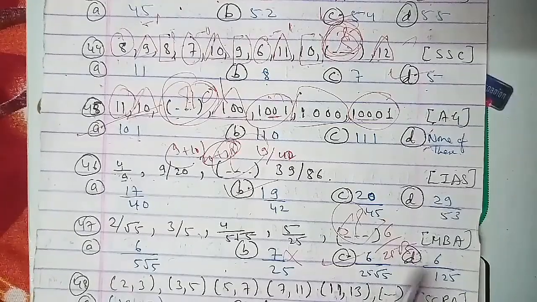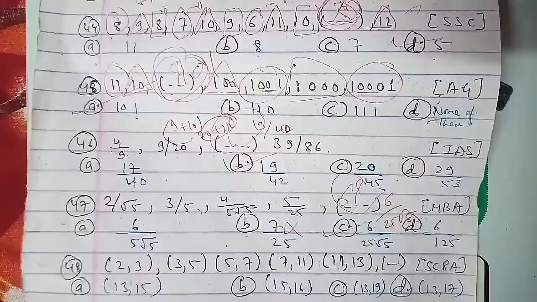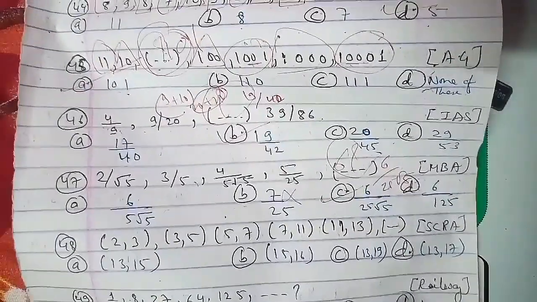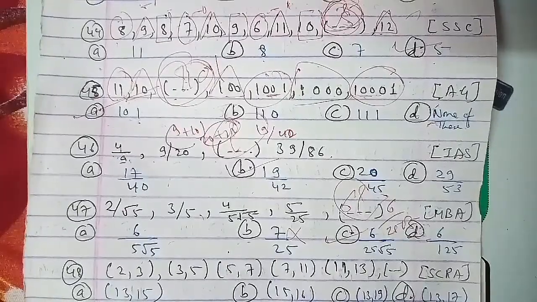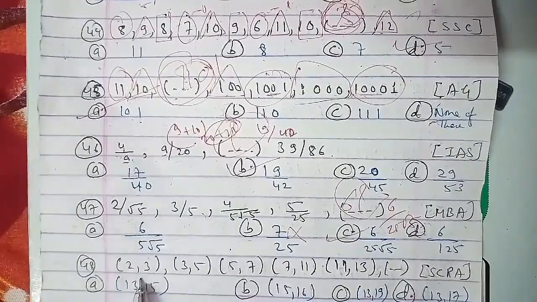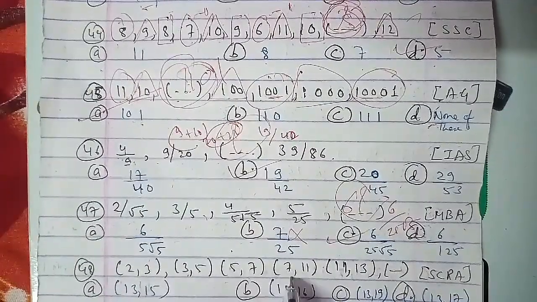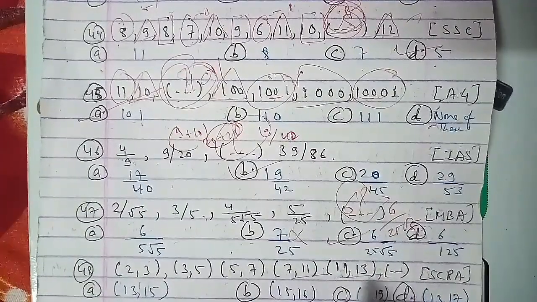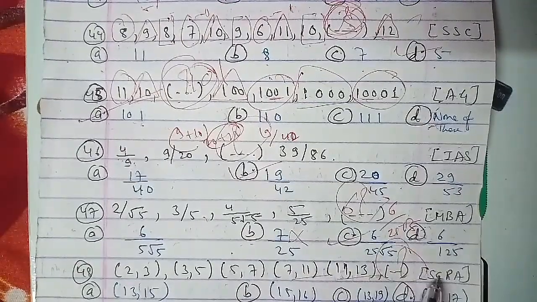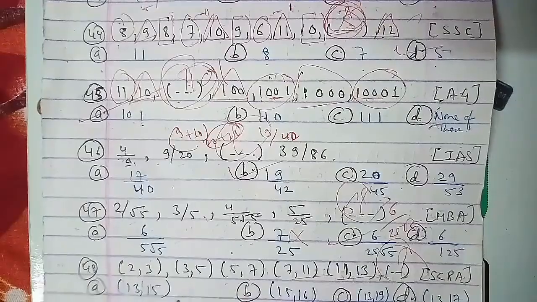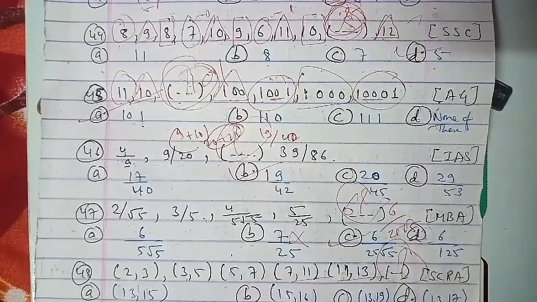Next, this was asked in your MBA question paper. Moving on with the next question, that is question number 48. Here you can see the series which we have: 2 comma 3, then 3 comma 5, and then 5 comma 7, and then 7 comma 11, and then 11 comma 13, and we have to find the next pair. The options we have are 13 comma 15, 15 comma 16, 13 comma 19, and 13 comma 17.